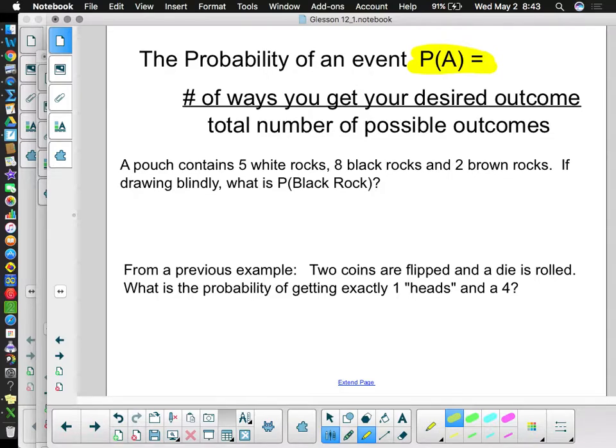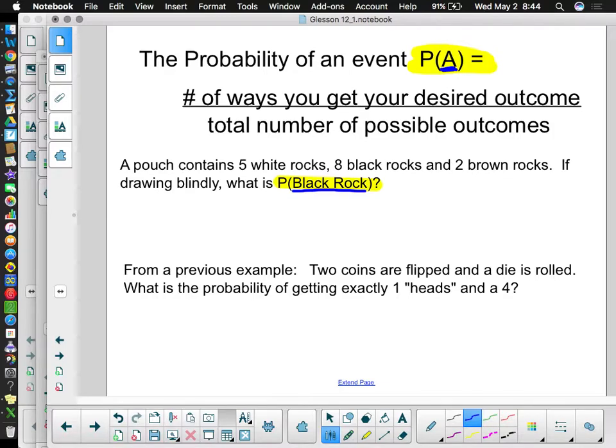It's not that earth-shattering. For example, a pouch contains 5 white rocks, 8 black rocks, and 2 brown rocks. If drawing blindly, what is the probability of getting a black rock? Now, again, I want you to note what we're saying here. The probability of getting a black rock. So I've now named my variable. Instead of just saying A, I've said what exactly I'm looking for the probability of. So the number of ways you get your desired outcome over the total number of possible outcomes.